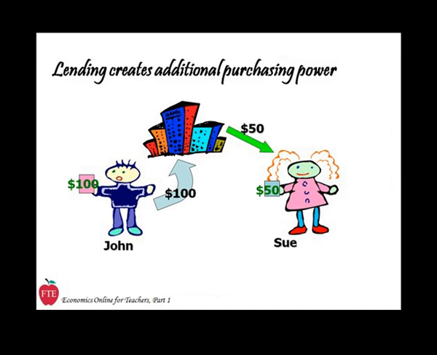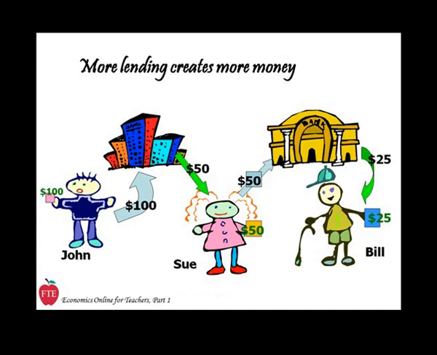Sue's purchasing power increased, but what happened to John's? Well, nothing. John's still happily running around writing checks on his checking account. Lending to Sue increased her purchasing power without reducing John's, and the money supply grew by the amount of Sue's loan. So then let's say that Sue deposits her loan in another bank, which then lends half the amount to Bill. The money supply has expanded again, all from John's original $100 deposit.